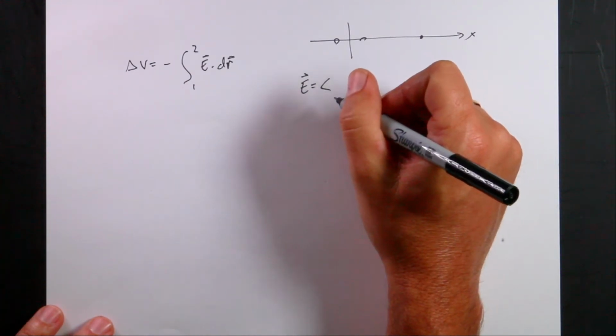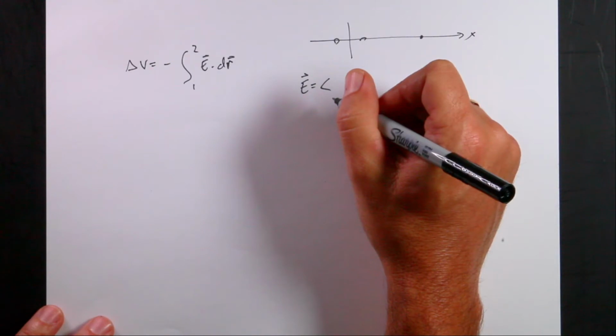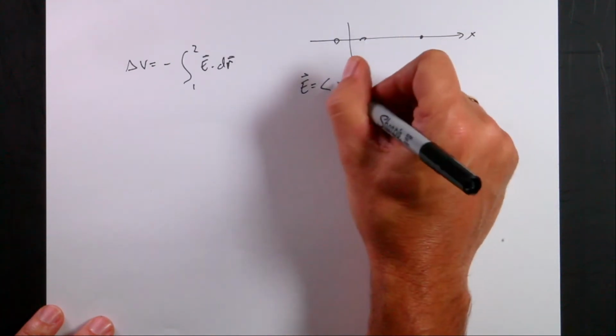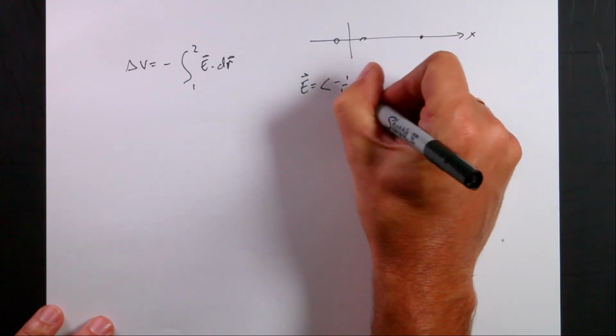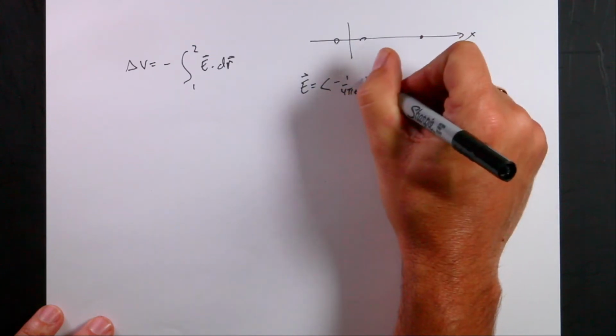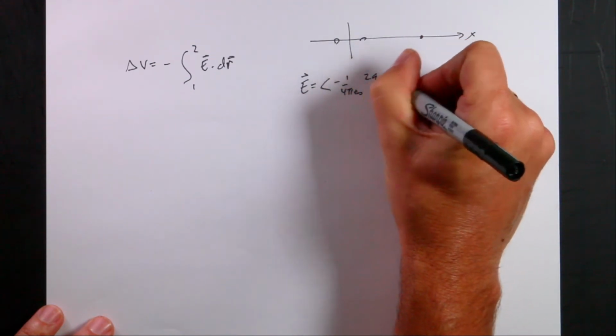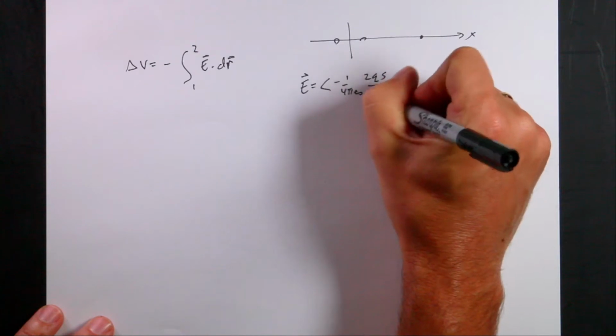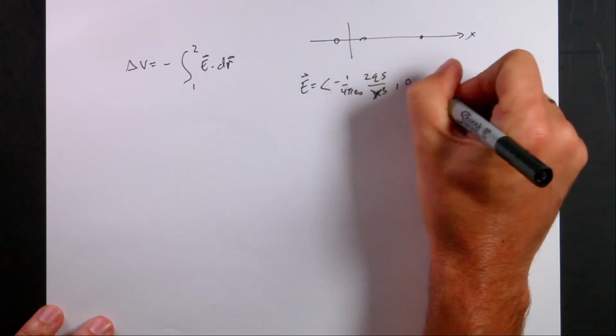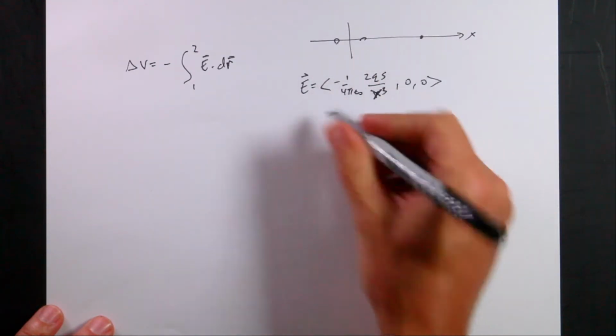I'm worried about the sign here. I think I'm just going to do it. I might make a sign error, and then I'll just ask for forgiveness later. Negative 1 over 4 pi epsilon naught, 2qs over x cubed, 0, 0. It's in the negative x direction.